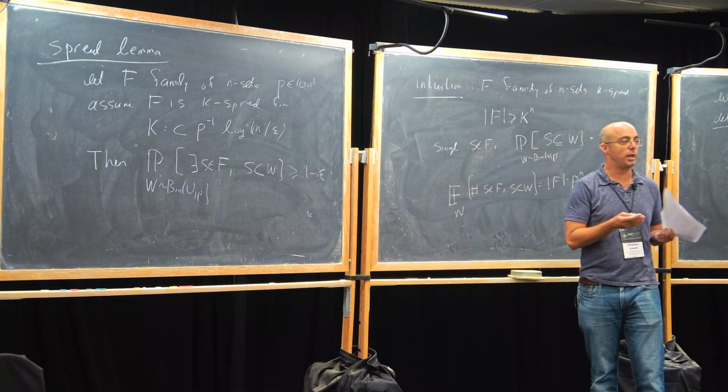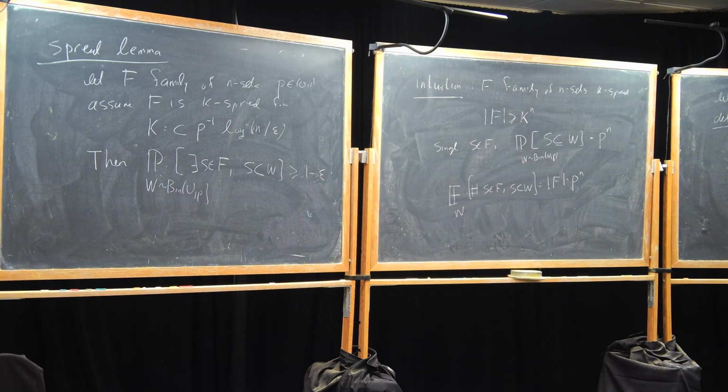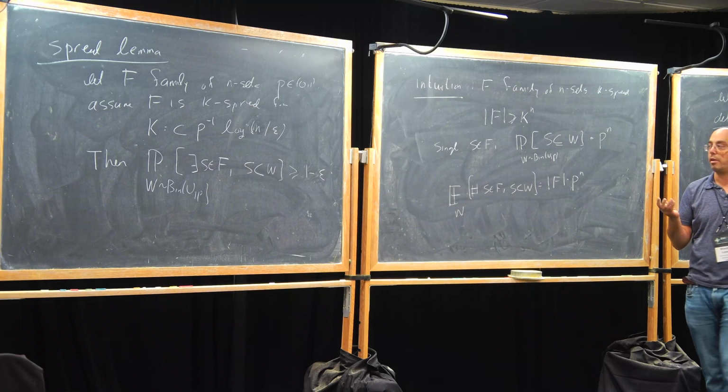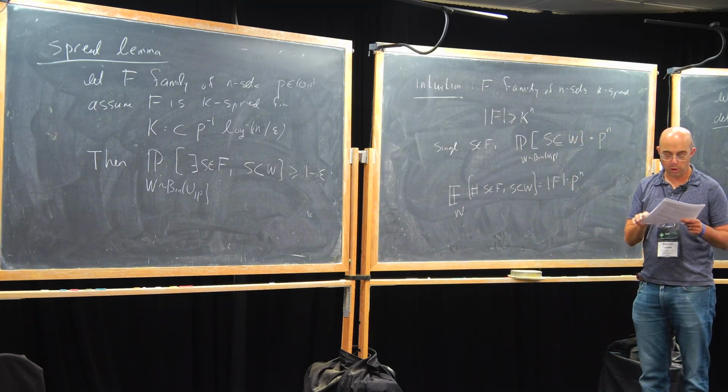Otherwise, if you make no assumptions about the structure of the family, it could be that all of the sets contain the same n over 2 elements, and if they don't happen to lie inside W, then you're done. So you need to make some pseudo-random assumption if you're hoping to prove that a random set contains one of your sets with high probability. You need something like that. Hopefully now there's a bit more intuition.